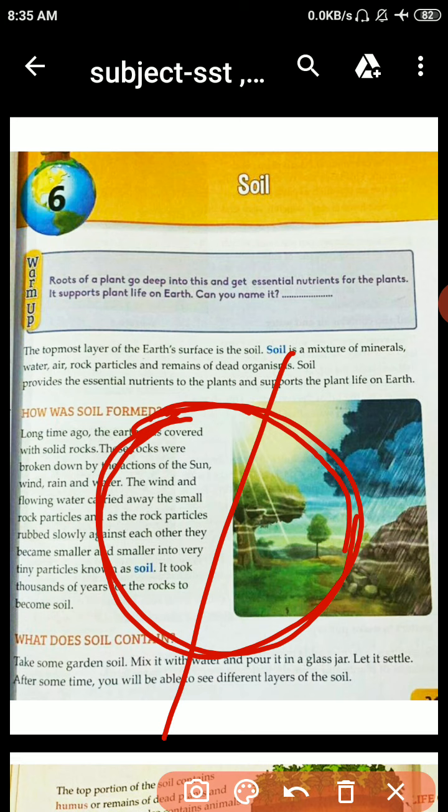So, students, the word here is organism, it means creature. Soil provides the essential nutrients to plants and supports life on earth. Essential nutrient means important substance. Nutrient is a substance that is needed to keep a living thing alive and to help it grow. These are very important for human beings, plants and animals also.